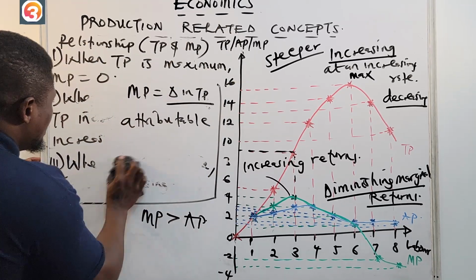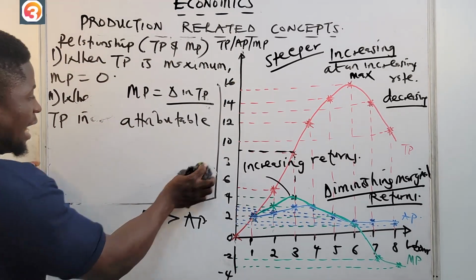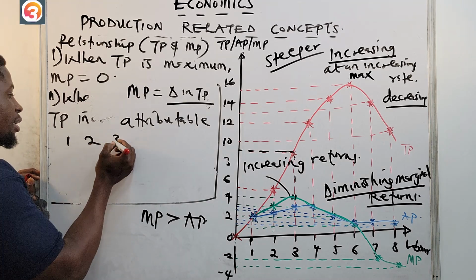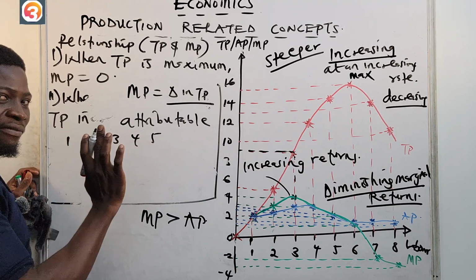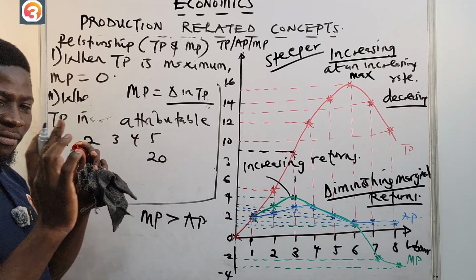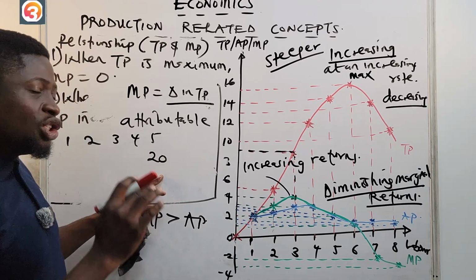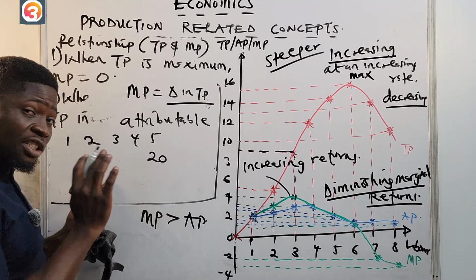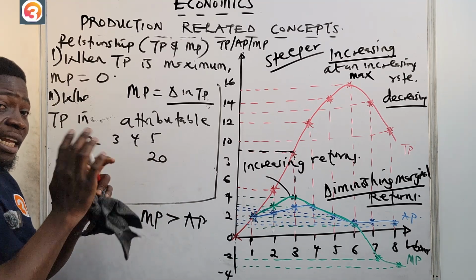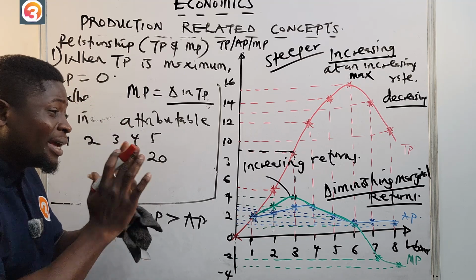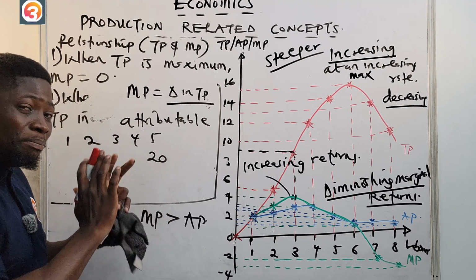Let me explain. For example, let's say you hired 5 workers, 1, 2, 3, 4, 5, and they were averaging, let's say, 20 bags of rice every day. Now, if you hire the 6th, you know what average means? So that means that the least they were producing was 20 bags every day.